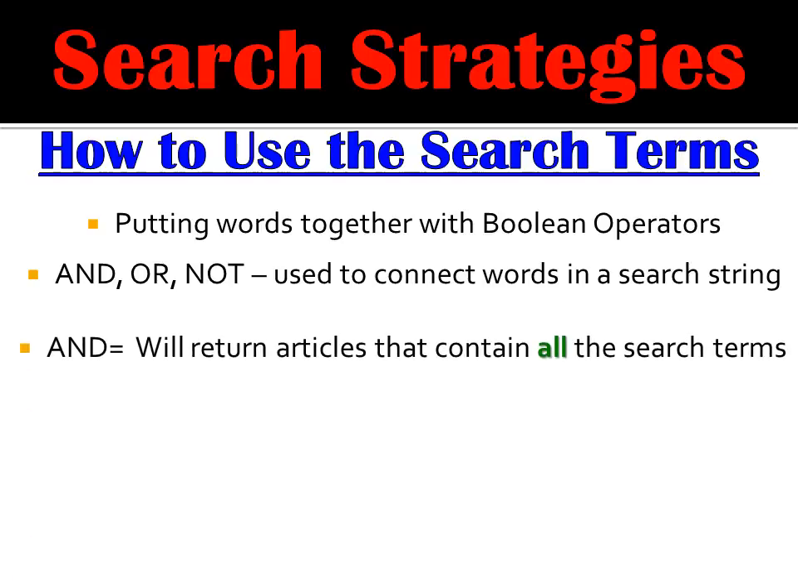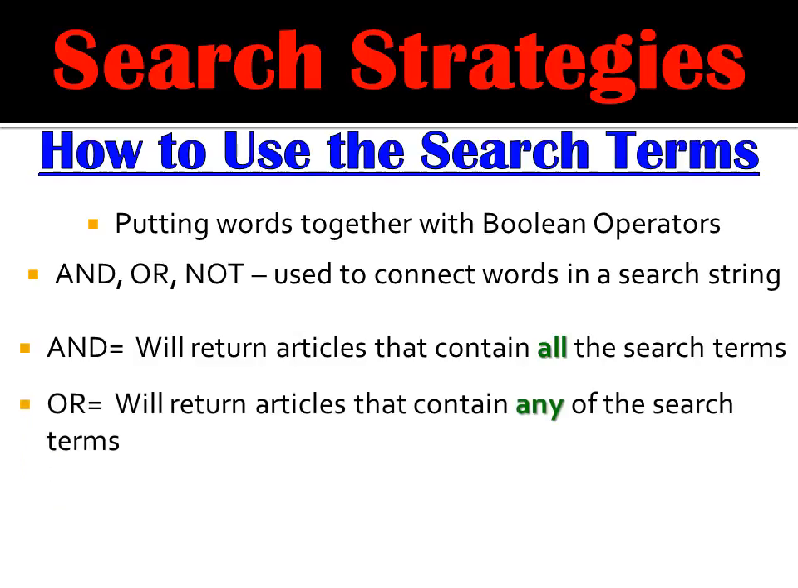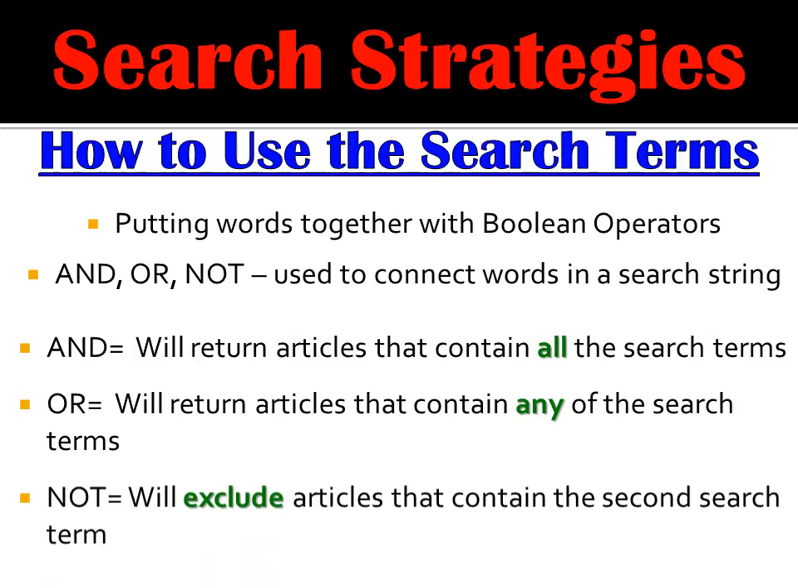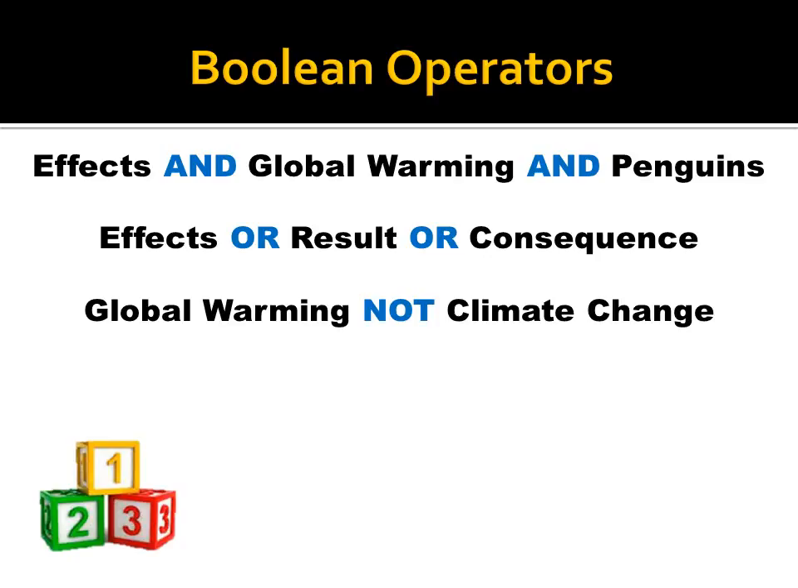Let's take a look to see how these Boolean operators work. If we group together search terms with the Boolean operator AND, the database will return articles that contain all the search terms grouped. If we group search terms together with the Boolean operator OR, the database will return articles that contain any of the search terms grouped. If we group search terms with the Boolean operator NOT, the database will exclude articles that contain the second search term.